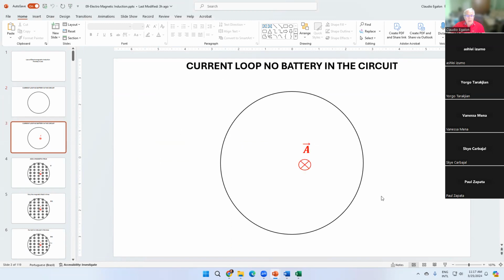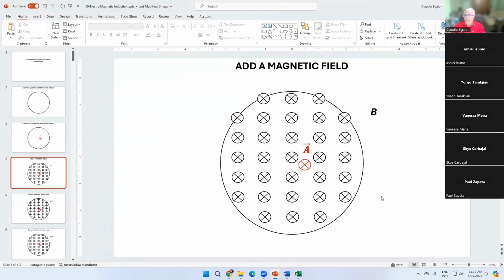And then here you go. Here is the area vector of my loop. The area vector of my loop is perpendicular to the plane of the circuit. And what do I do? I subject this loop to a magnetic field. The magnetic field can be into the board or outside the board, either way.